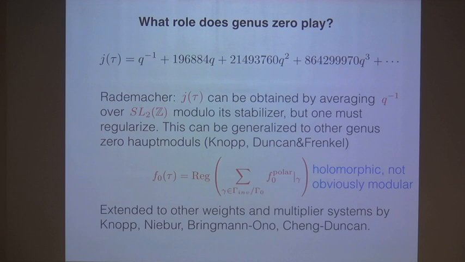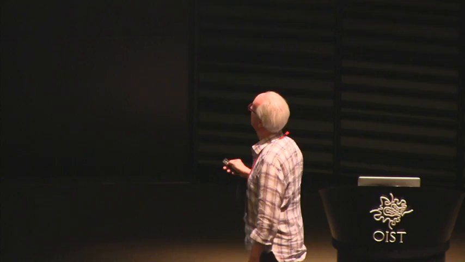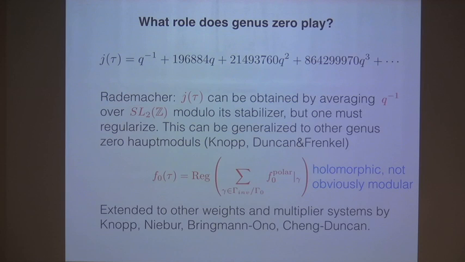The J function, which you heard about, is a weight zero modular form for the full modular group. It has a singular term, q to the minus 1, as you go to tau equals i infinity. And Rademacher famously showed that you could construct this by taking q to the minus 1, averaging it over the modular group, dividing by the subgroup that leaves it invariant, generated by tau goes to tau plus 1. That's a standard way of constructing modular forms, but at weight zero, it doesn't converge. So you have to regularize.